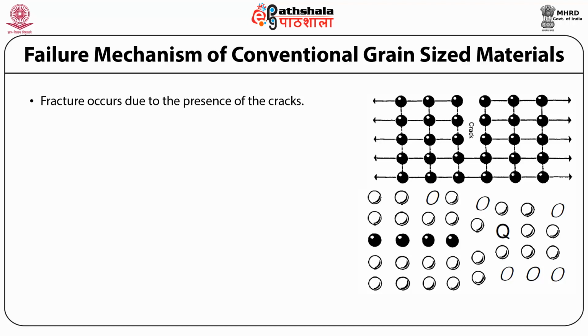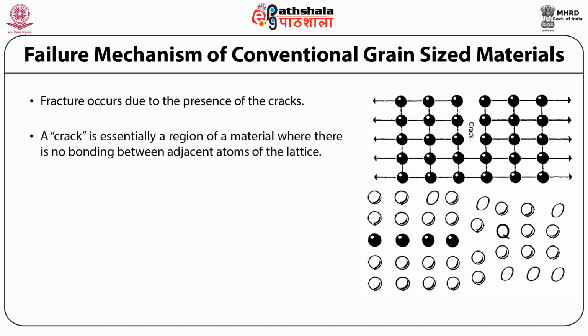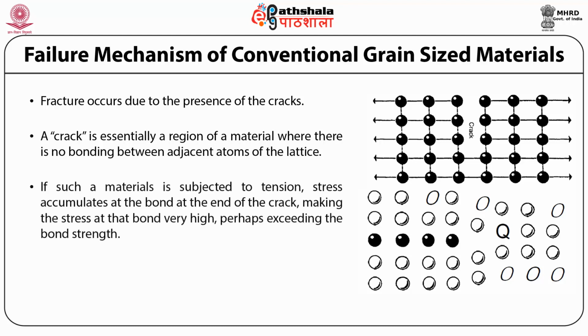Figure shows an example of a crack in a two-dimensional lattice. A crack is essentially a region of a material where there is no bonding between adjacent atoms of the lattice. If such a material is subjected to tension, the crack interrupts the flow of stress.